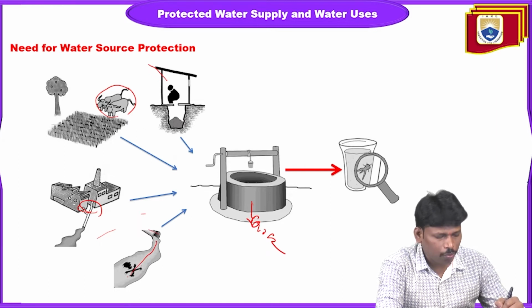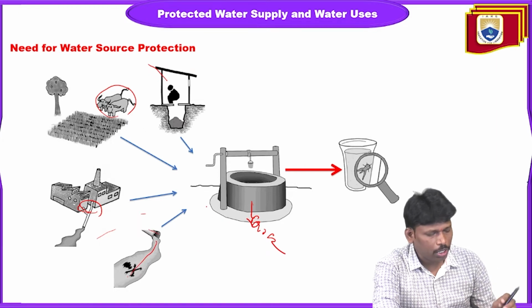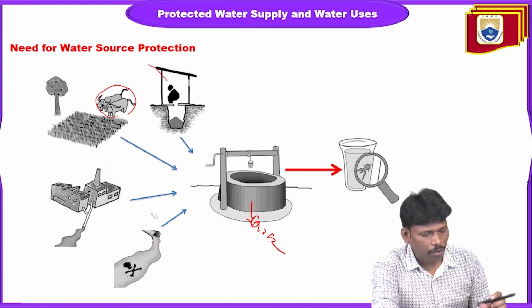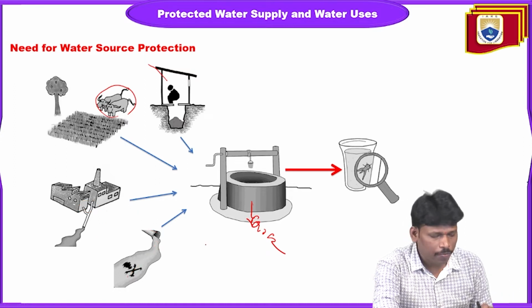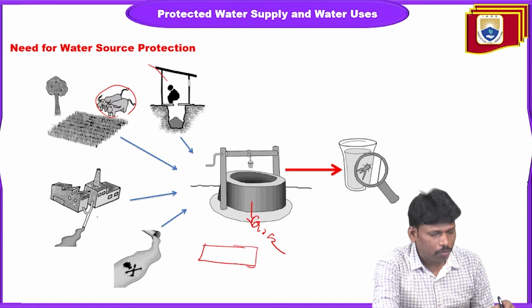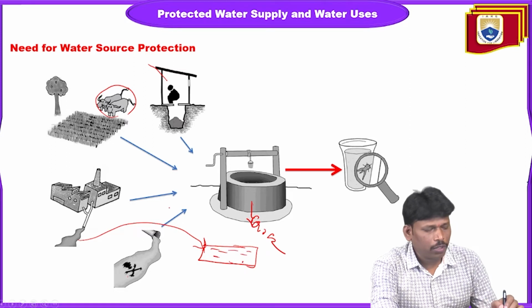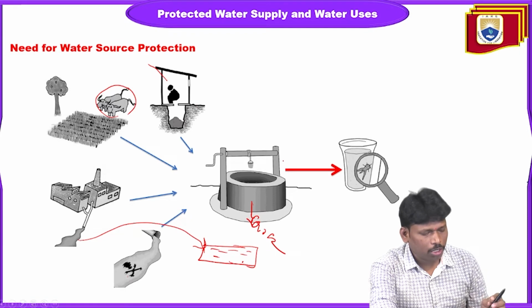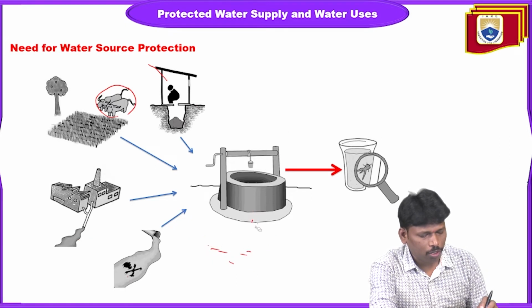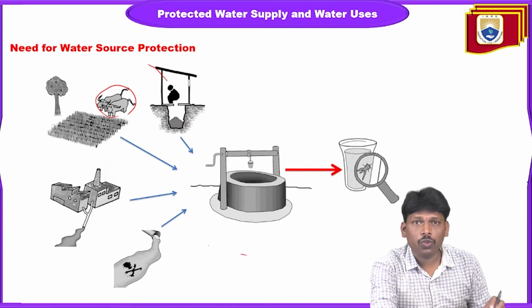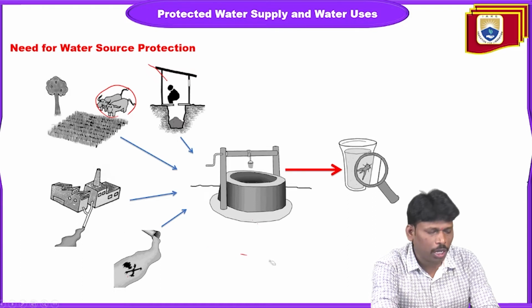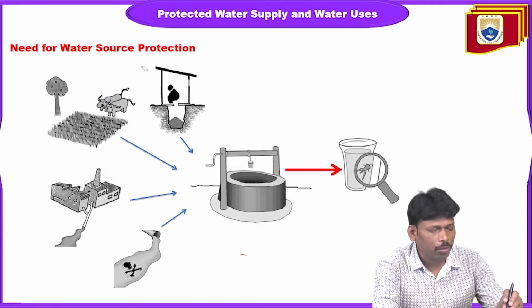Suppose this outlet is open and merging with the source water, for example a surface source. A lot of waste may merge with this source, and then the entire water may become polluted. To avoid this situation, we need to give protection to the source water. As I said, the source may be a surface source or a subsurface source, so we must give protection in all categories.